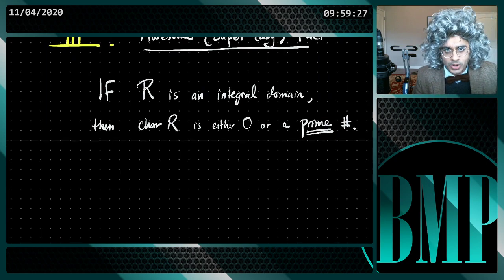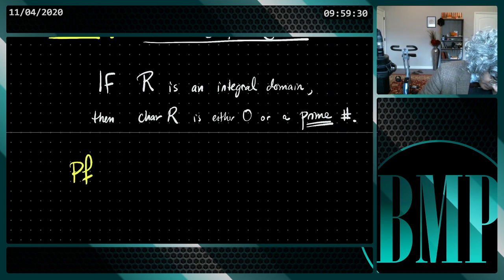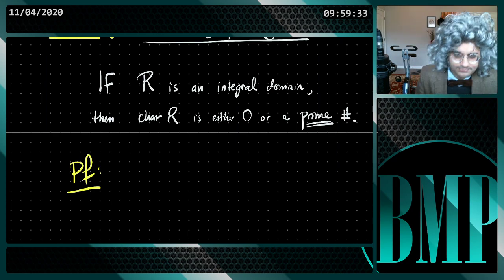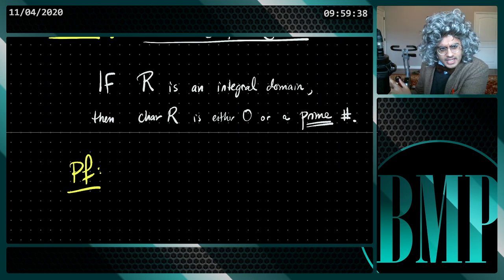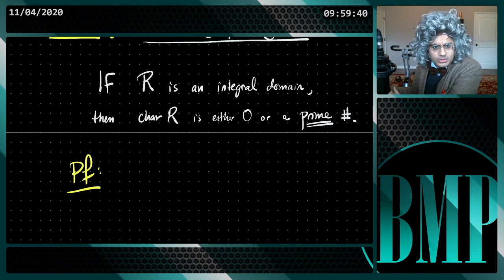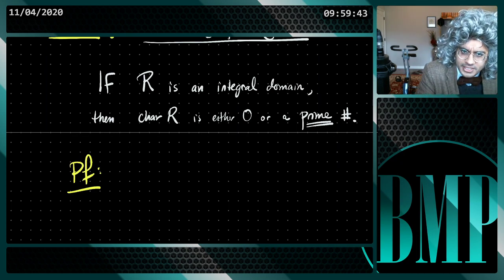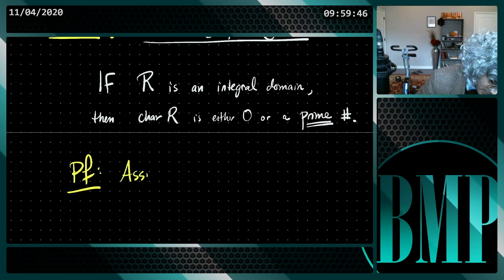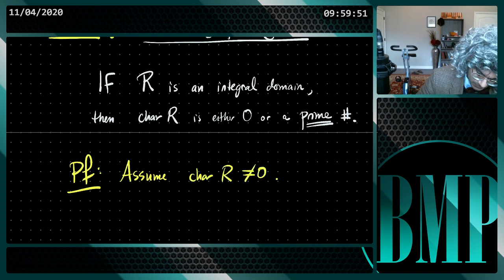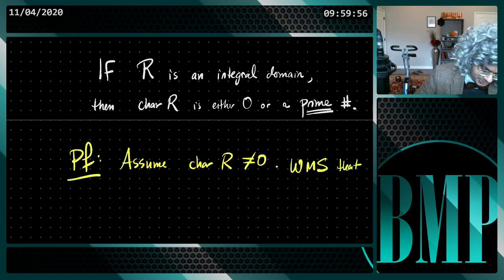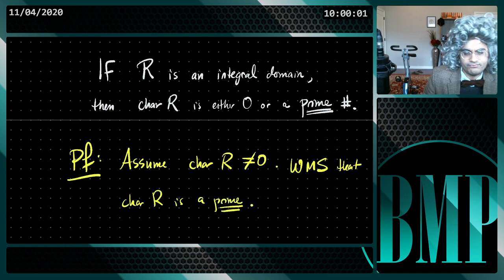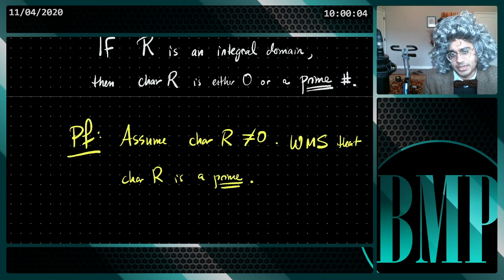Okay, let's see why. Proof. This proof is like one of those, okay, put 0 aside. Let's assume it's not characteristic 0. We must then show that the characteristic of R is a prime number. Let n be the characteristic.